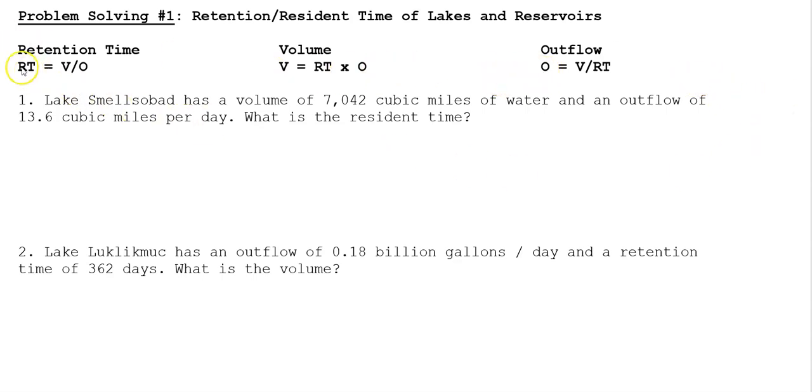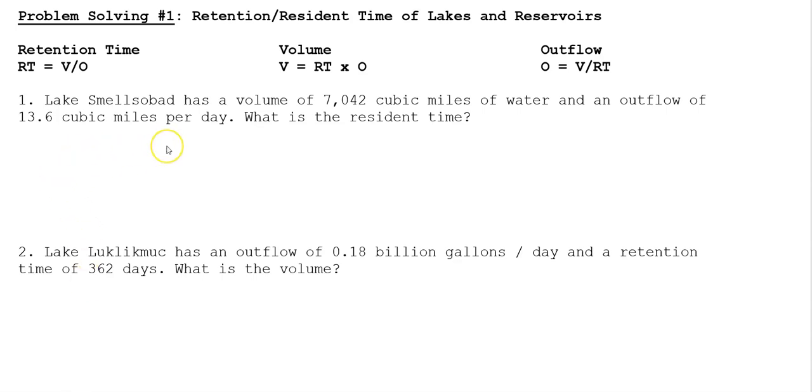Okay, so if I want to find out the retention time, how much time does it take the water to completely get replaced inside of a lake, that's what I'm solving for. If I want to find how much water is actually in a lake, in a volume, like cubic miles or cubic feet or cubic inches, something like that, I would then use this equation. And if I want to find out how fast the water is actually flowing out of the lake, I'm going to use this equation. Outflow is equal to volume divided by resident time.